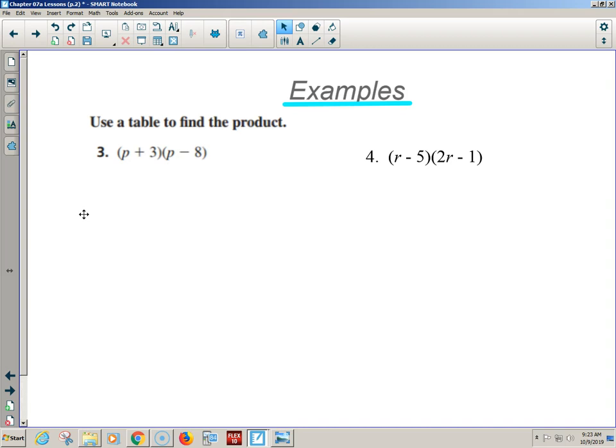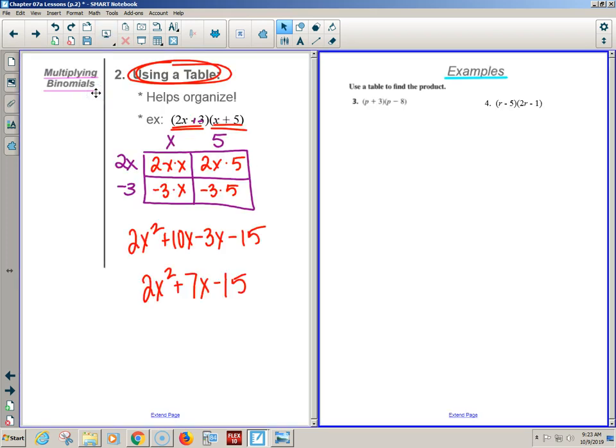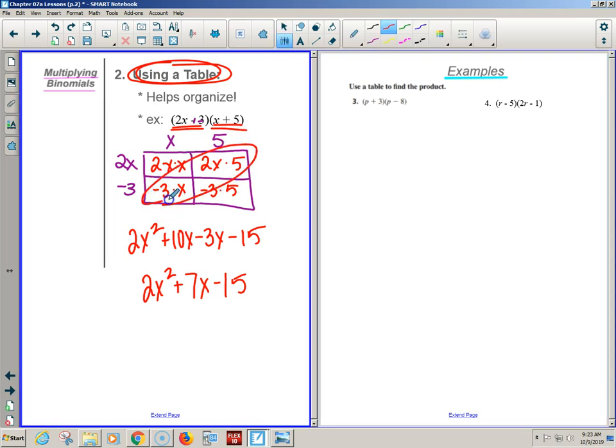Now the nice thing is, if you guys are doing the table method, can I do a dual screen just to go back to the last page for a sec? You see how these two ended up combining? There is a little shortcut if you get really good at them, where as long as these two are like terms, he had a 10x and he had a negative 3x, you might be able to do some mental math as you go to write down the answer. After setting up the table and getting each of your pieces, you can say, hey, 10 minus 3 is 7. There is a little bit of mental math you could do.